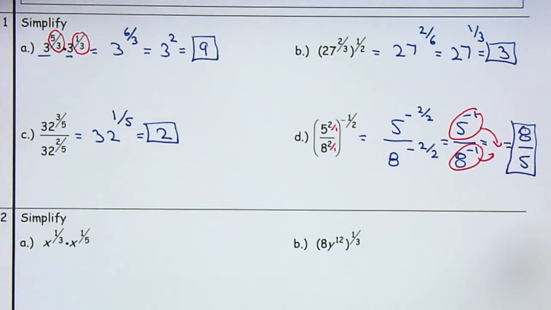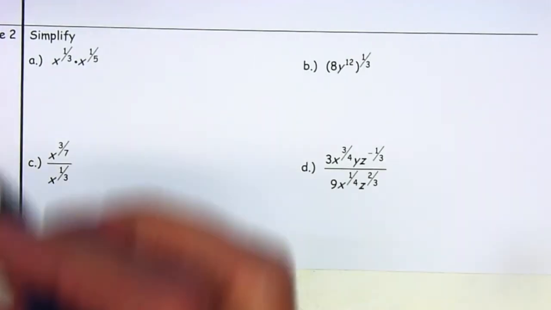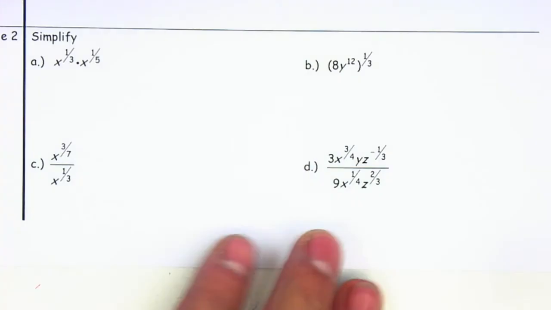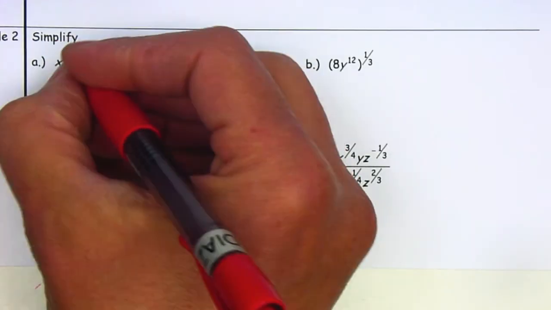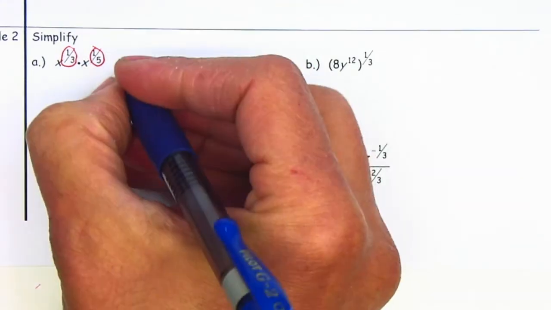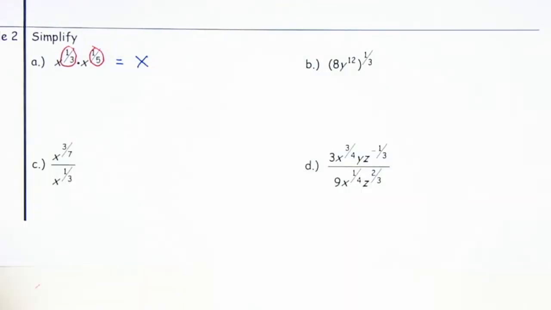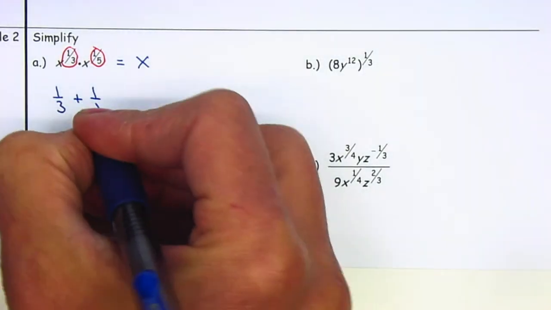Let's continue with example number 2. On example number 2, we start to have variables. And they are multiplied: x to the 1/3 multiplied by x to the 1/5. Because they're multiplying, I'm going to go ahead and add the exponents. The base will stay the same. I need to add 1/3 plus 1/5.